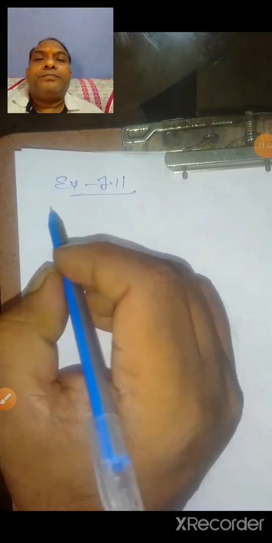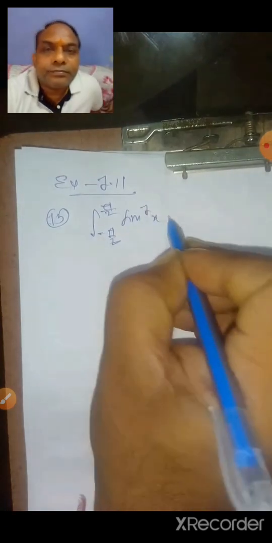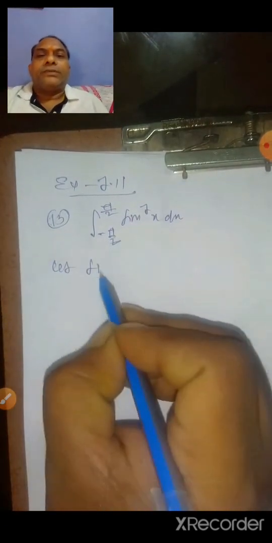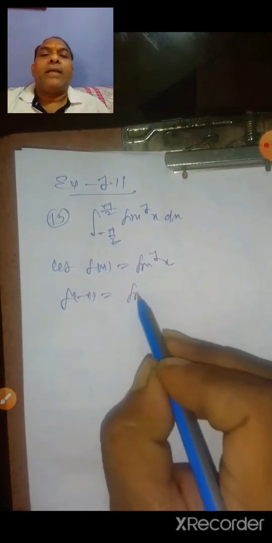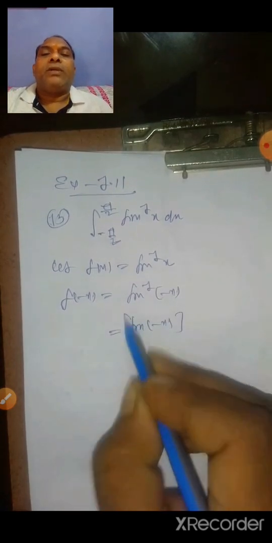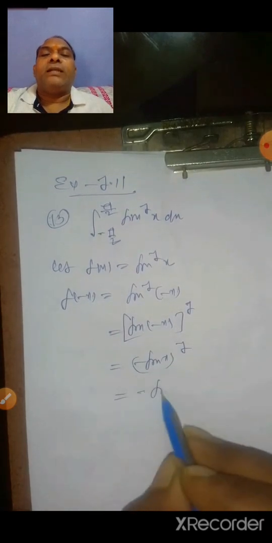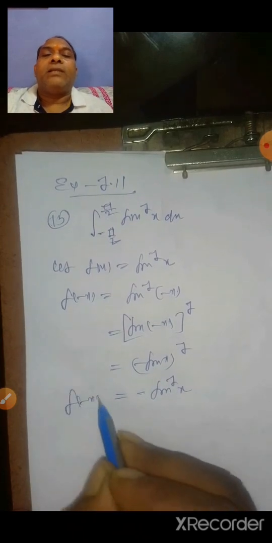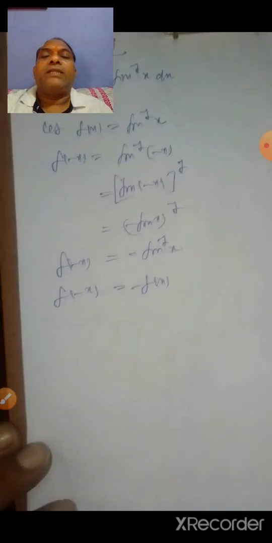Now next question, question number 13. Integration minus pi by 2 to pi by 2 sin to the power 7 x dx. So let f(x) is equal to sin to the power 7 x. f(minus x) will be equal to sin to the power 7 of minus x, which is sin(minus x) to the power 7. We know that sin minus theta is equal to minus sin theta. So f(minus x) will be minus sin to the power 7 x. So f(minus x) is equal to minus f(x) here.